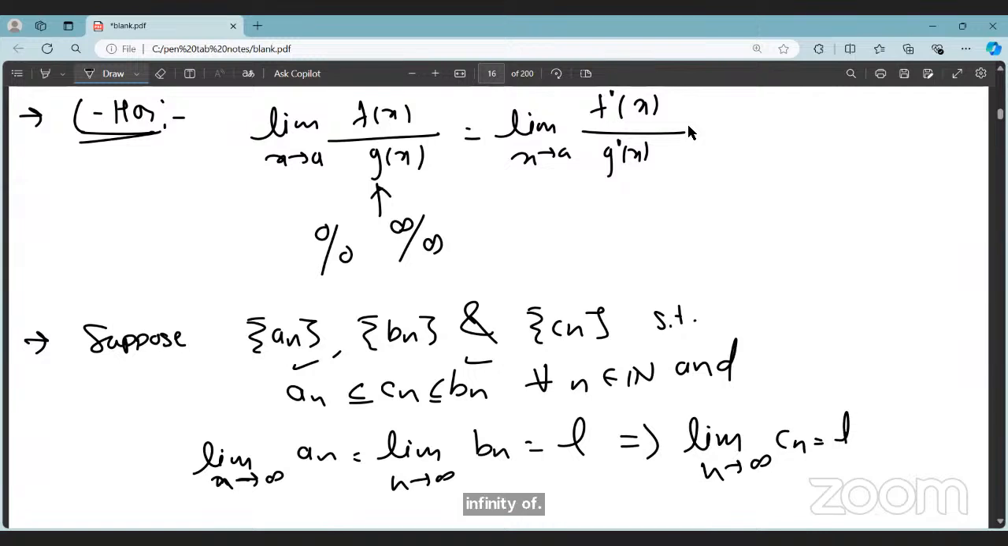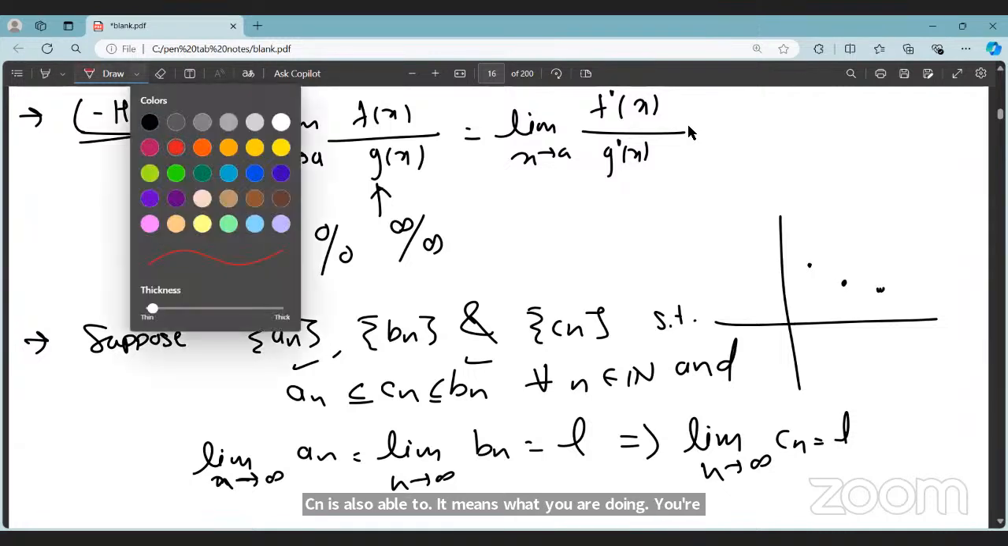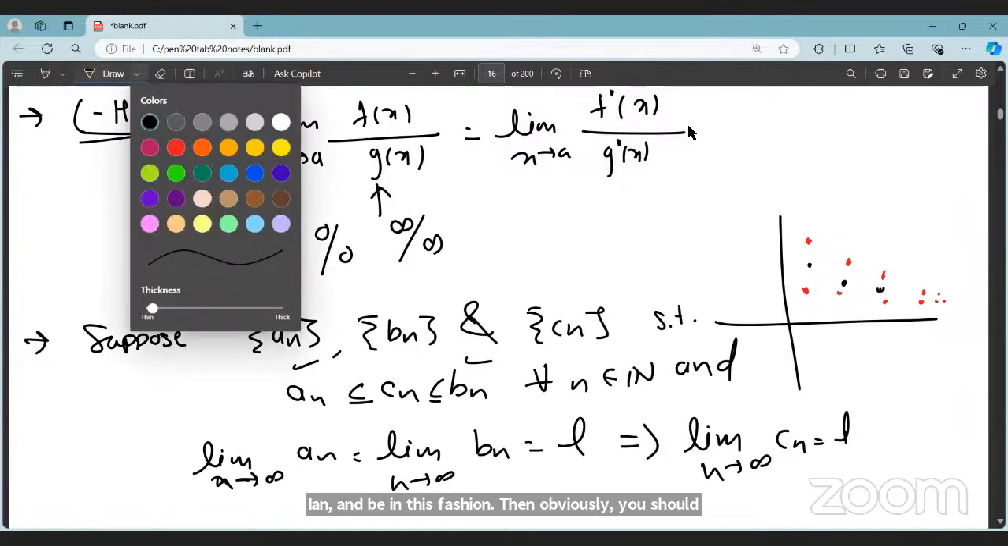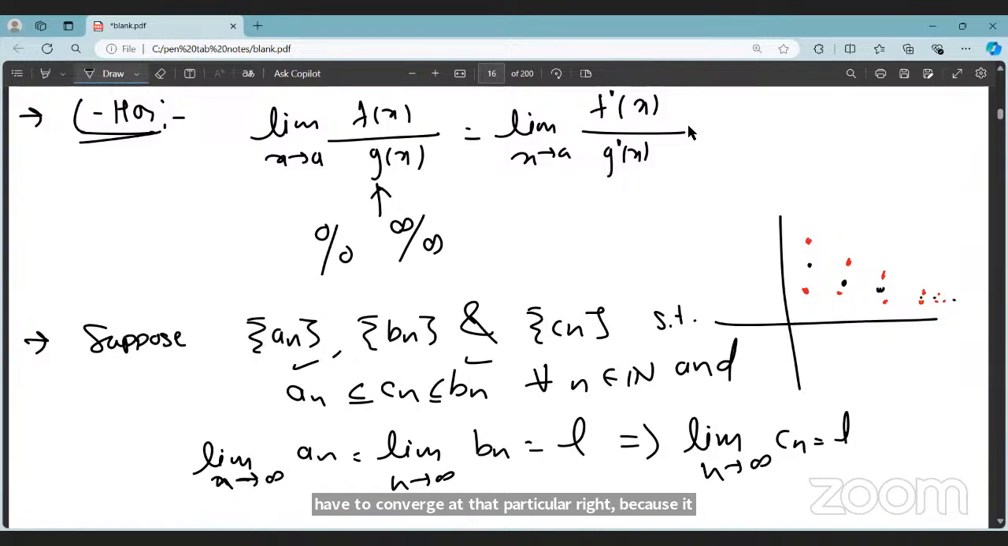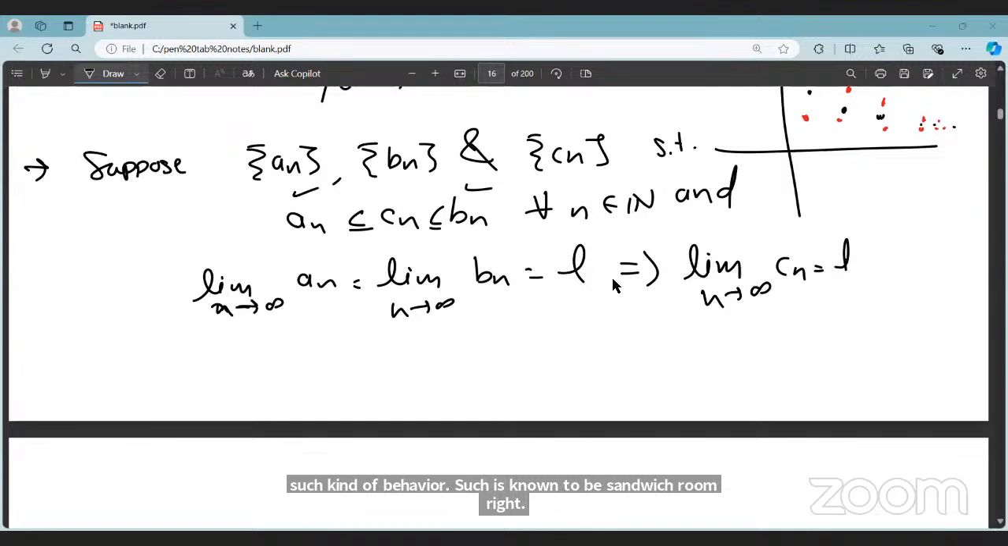It means you are sandwiching your sequence between two other sequences. For example, graphically you can observe: suppose this is some cn, and an and bn are in this fashion, then obviously your cn has to converge to that particular limit, because it should stay between these two only. Such behavior is known as the sandwich rule. Is that clear? Ma'am, can you please explain this sandwich theorem once again?